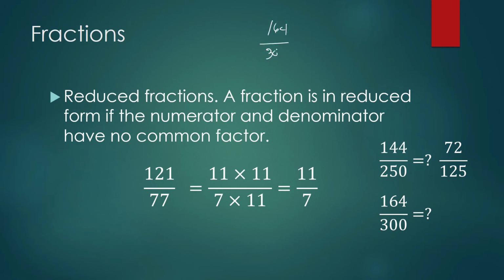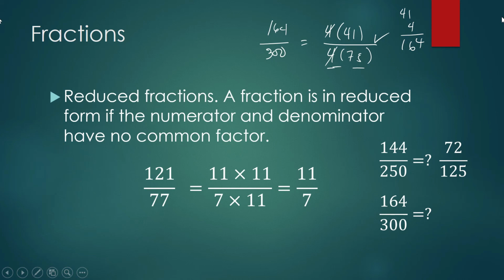164 is the same as 4 times 41. Okay, so 4 times 41 is 164. Let's check it out. And 300 is the same as 4 times 75. 2 times 75 is 150. And then times 2 again, that's 300. 4 divided by 4 is 1. And so we are left with 41/75.